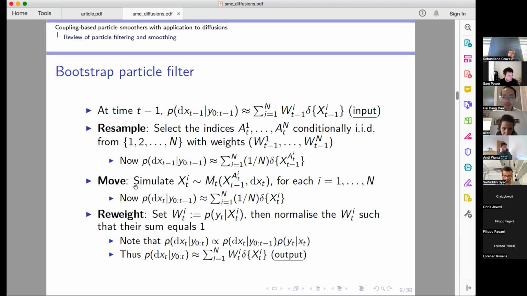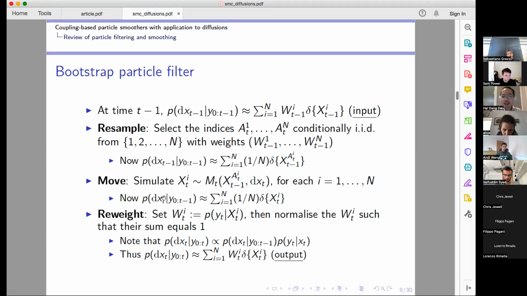Then you do the move step, in which you simulate H_t^i given your resampled particles. Your resampled particle is H_{t-1}^{A_t^i}, where A_t^i are the ancestor indexes that you resampled in the previous step, right? So you simulate that for each i equal to 1 to N, where capital N is the number of particles that you choose.